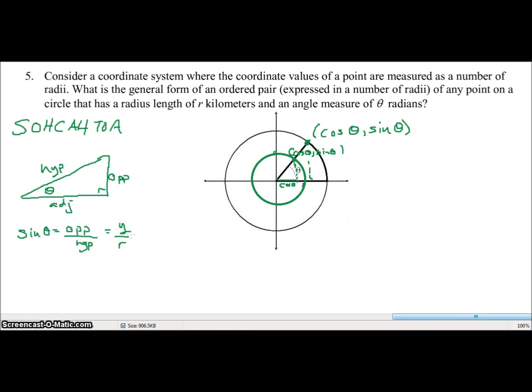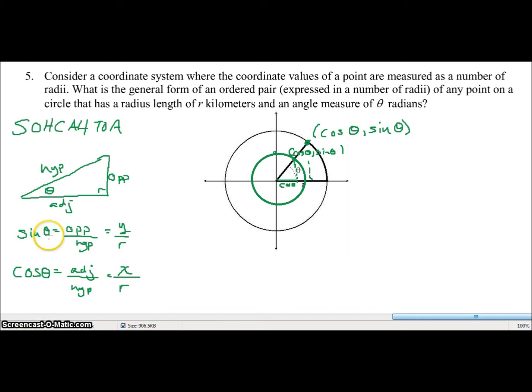Notice that we have a fraction here. This is actually the percentage of the radius that y takes up. And cosine of theta is the adjacent over the hypotenuse, or the horizontal distance over the radius.